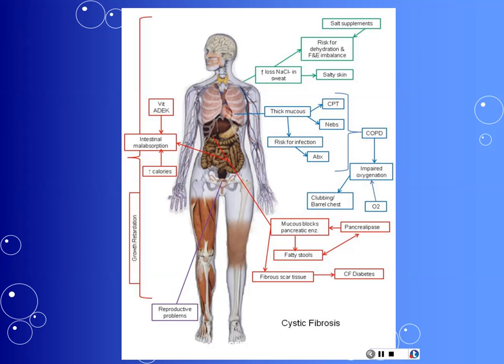As we talked about with the pancreas, the fibrous scar tissue builds up, and they can get CF-related diabetes. So some of these kids will be on insulin and things as well, or a constant carb diet to deal with that.